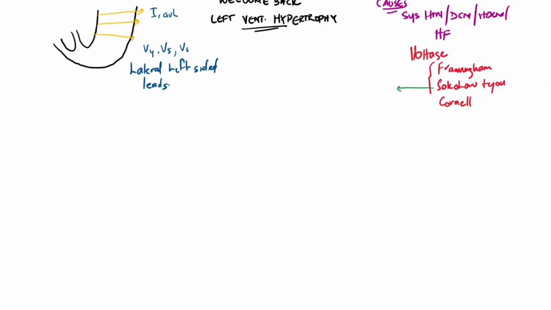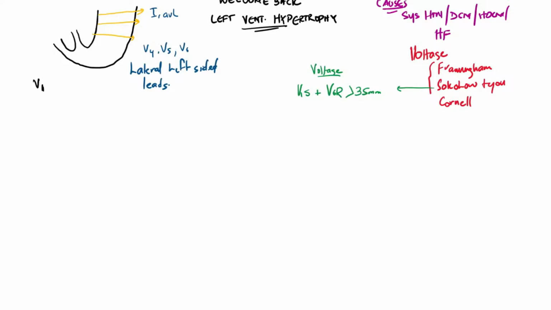So let's pick up the Sokolow-Lyon criteria. It's fairly easy to remember. What you need to remember is the depth of the S wave in V1 plus the height of the R wave in V6. If it's more than 35 millimeters, more than 35 small boxes, you can say that this ECG is suggestive of LVH. Let's take a look at an example of this.